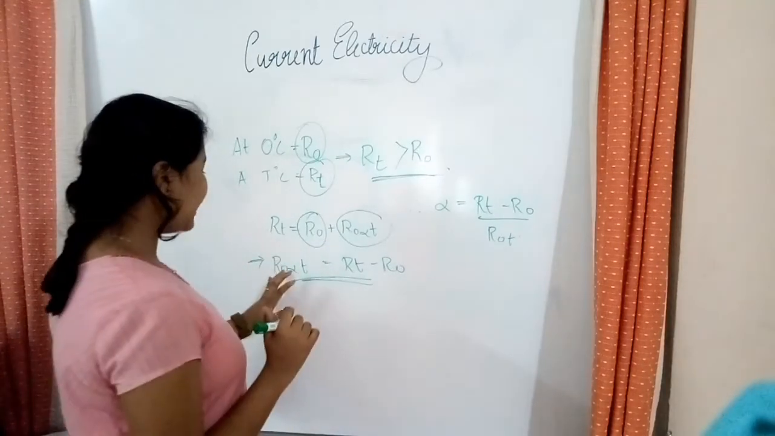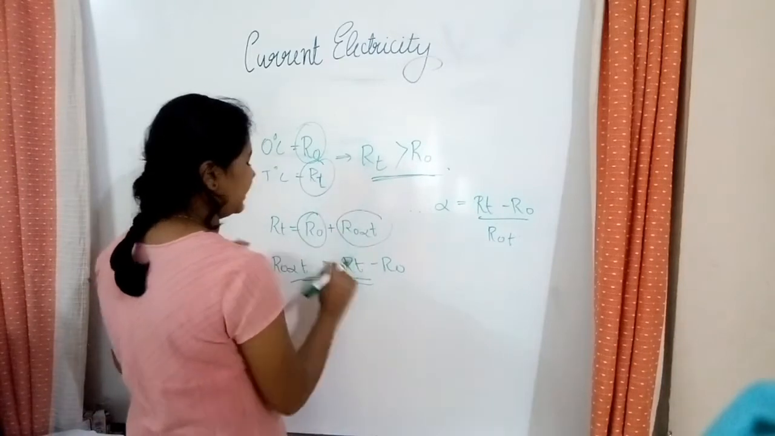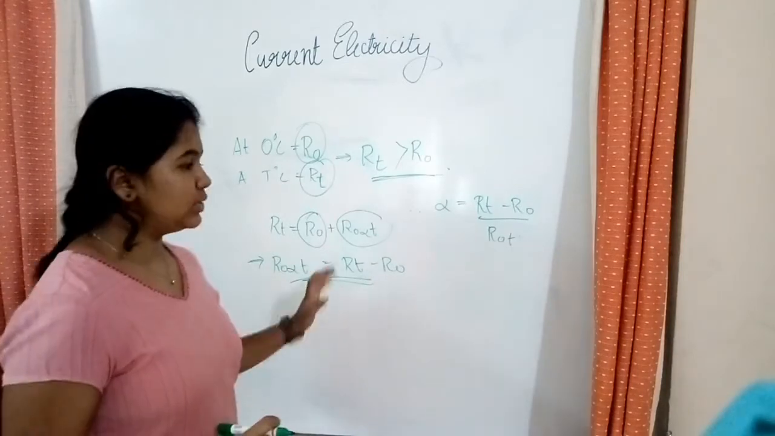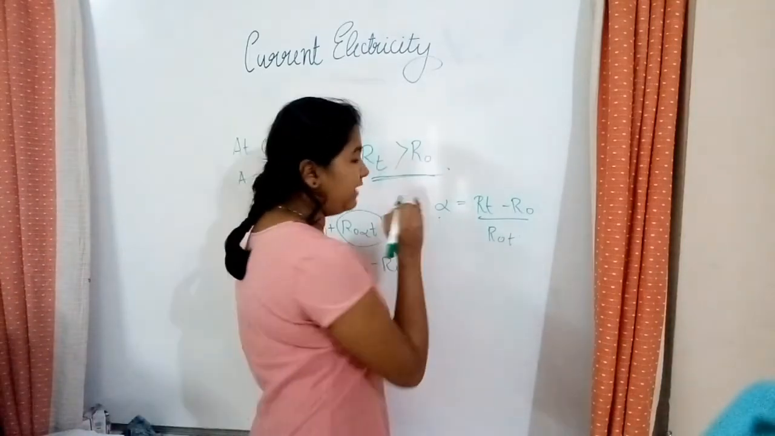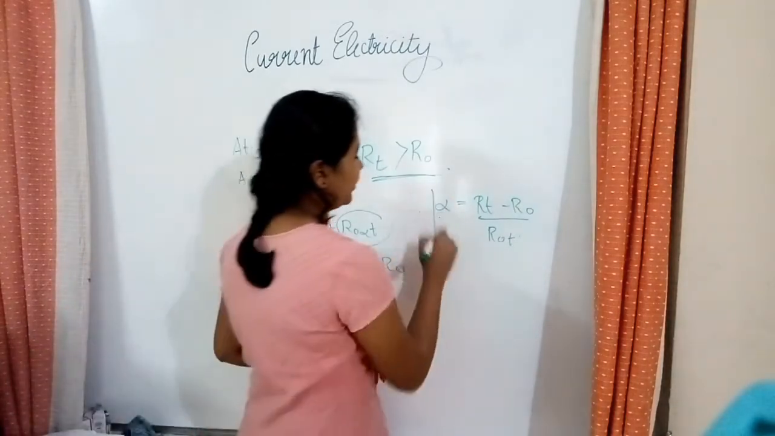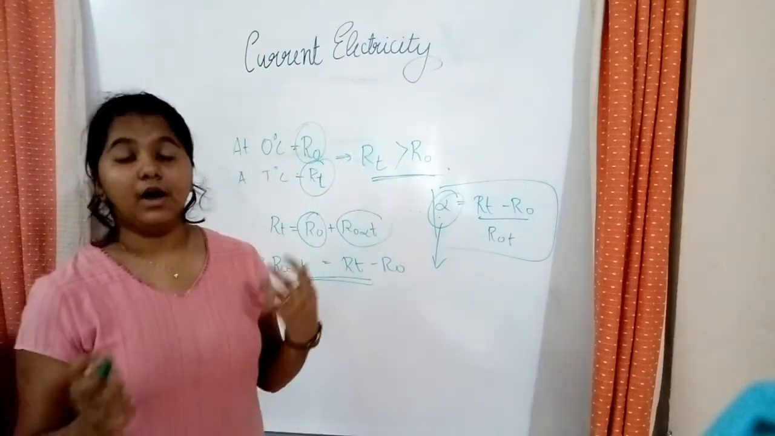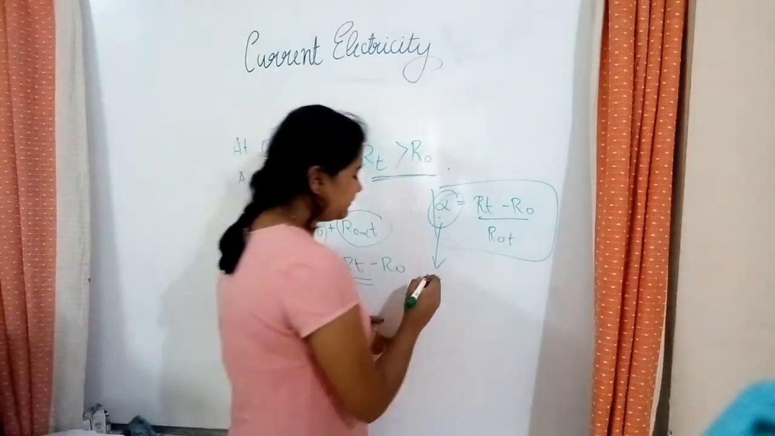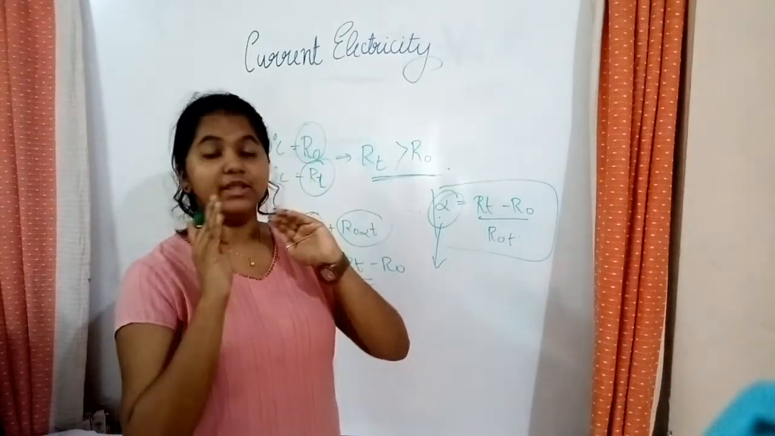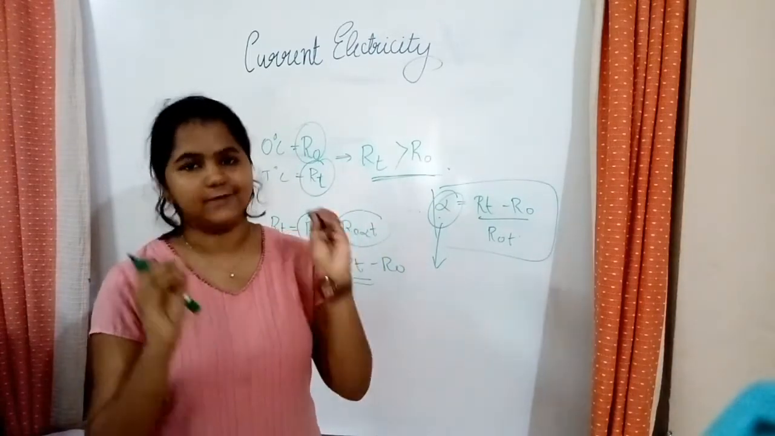Then R0 alpha T is equal to RT minus R0. Over here we don't know what alpha is, so we have to find it. Therefore alpha is equal to RT minus R0 by R0T. So this is the equation. What is this alpha? That is the temperature coefficient of resistance, the ratio of the increase in resistance to the original resistance for every unit increase of temperature.